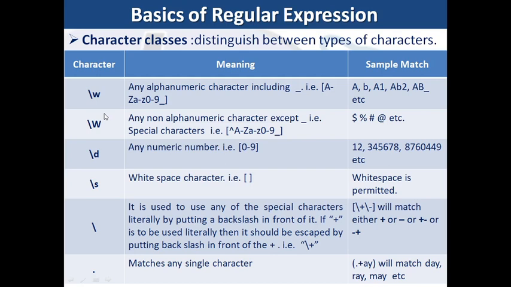\W means any non-alphanumeric character except underscore, that is special characters. Here a caret sign is used within the square bracket. It means not of the other characters. So except these characters, anything is allowed. All other characters are allowed, so dollar, percentage, hash, @ etc. Let us check it on the browser.